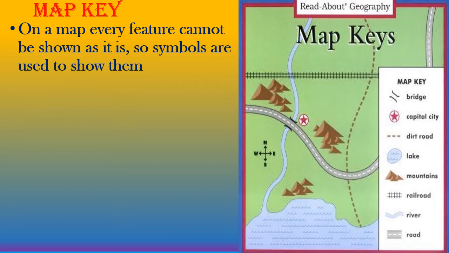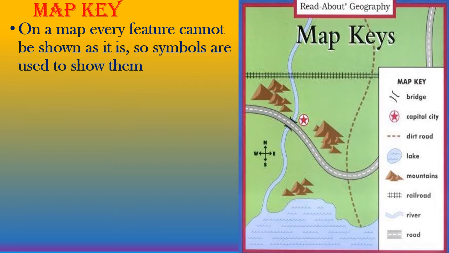As you can see in this picture, there is a map key. First one is the symbol for the bridge. Second one is the symbol for the capital city. Third one is the symbol for dirt road. Fourth one is for the lake, then mountains, then the symbol for railroad, then the symbol for river, and the symbol for a road. So maps use symbols or colors to represent things, and the map key explains what they mean.